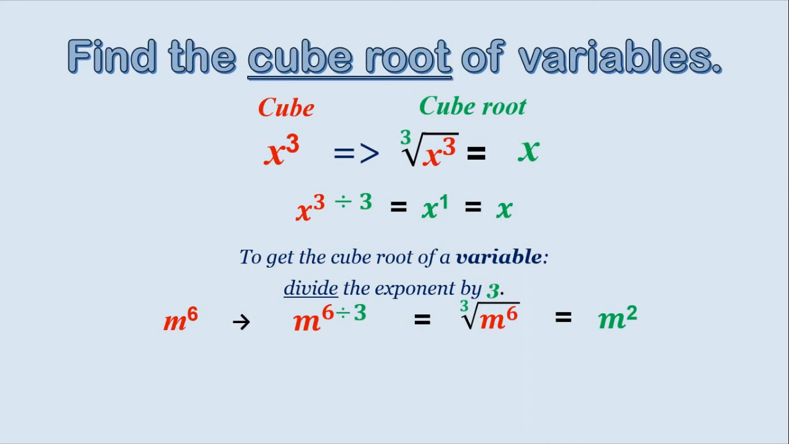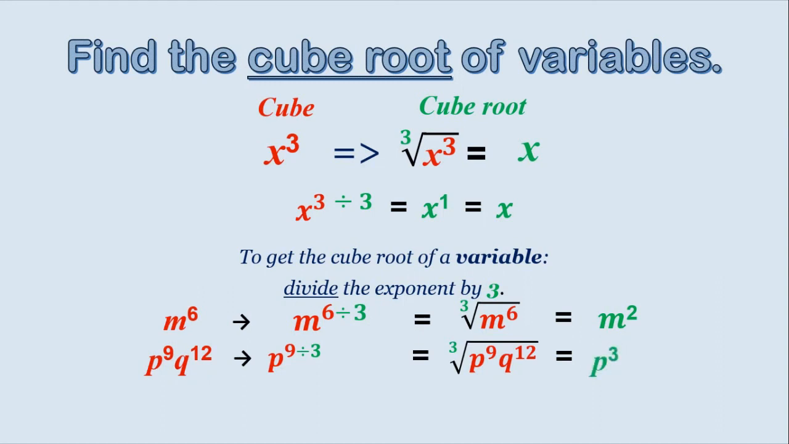Let's have another one. Given a cube expression p to the 9th, q to the 12th, what is its cube root? Just divide the exponent of p to the 9th by 3, and what shall we have? Right, it's p to the third.